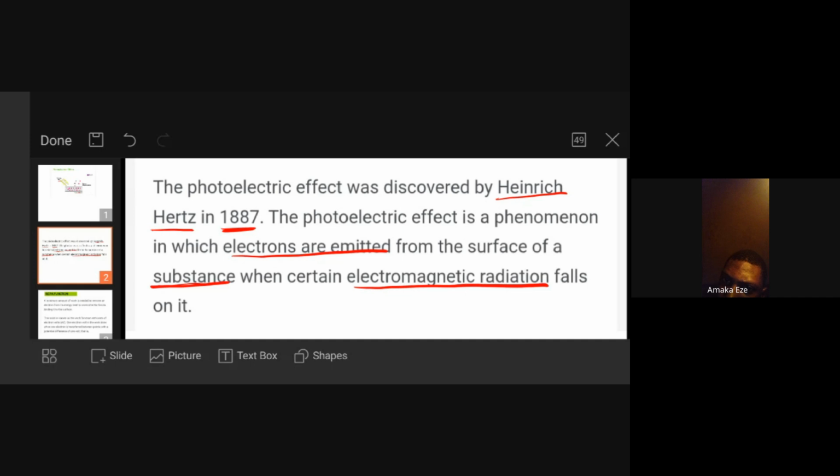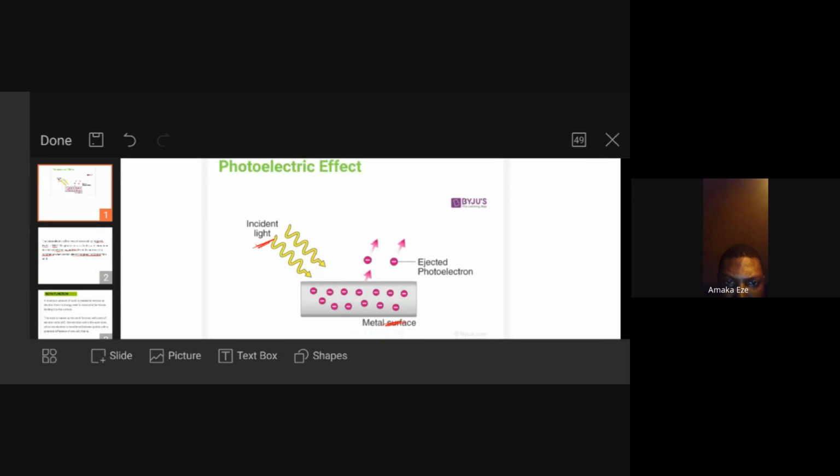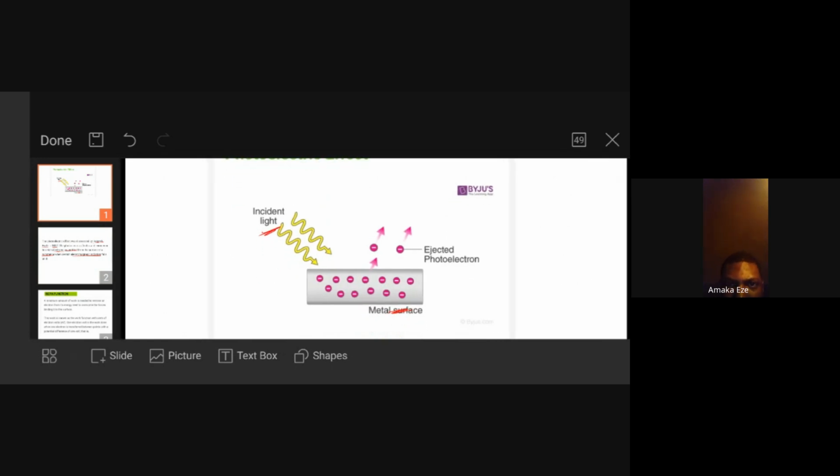Electromagnetic radiation can be the light coming from your sun, all right? So anytime the light coming from the sun strikes a metal surface, electrons are being emitted. That emission of electrons is what we call the photoelectric effect. So that is what it is, and this is what this diagram here is talking about. The diagram just gives us a clear picture of what happens when light is incident on a metal surface, and then you can see clearly there is an ejection of electrons.